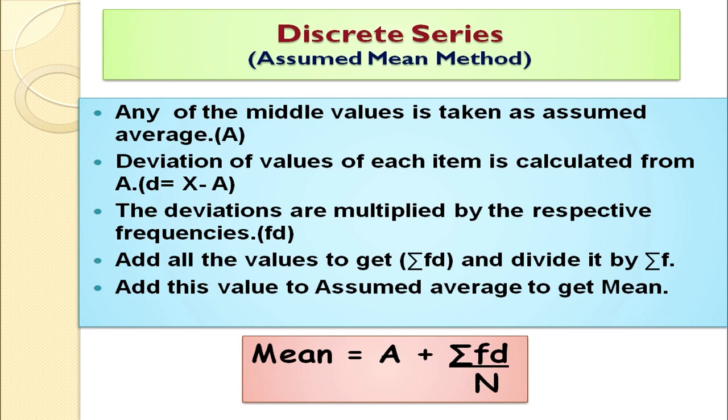Now, what is the difference between the individual series and the discrete series over here in the shortcut method? In case of individual series we did not have f, in case of discrete series we have f. So, the formula is mean is equal to a plus summation of FD divided by number of observations, and n is equal to sum of frequency.